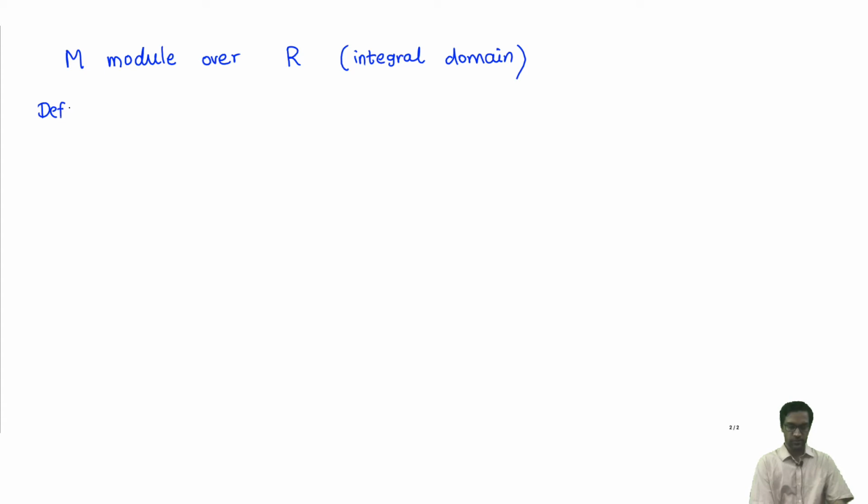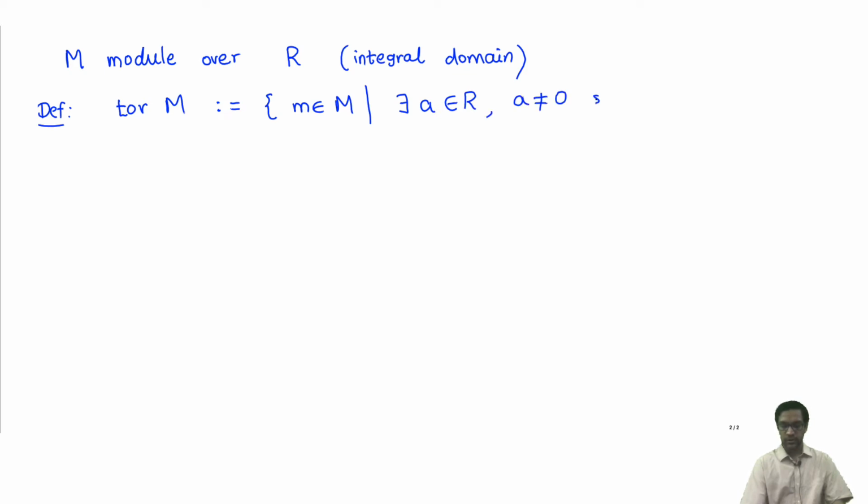So here's a definition. It's a subset of M, we'll call it Tor of M. This is the set of all elements m in M such that there exists an element a in R, a is not 0, such that a acting on m gives me 0. So if I scalar multiply m by a, then I get 0 for some non-zero a. The set of all such elements is denoted Tor of M. Observe, of course, the element 0 of the module is certainly in Tor of M.